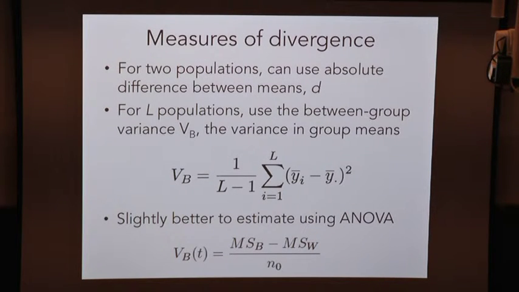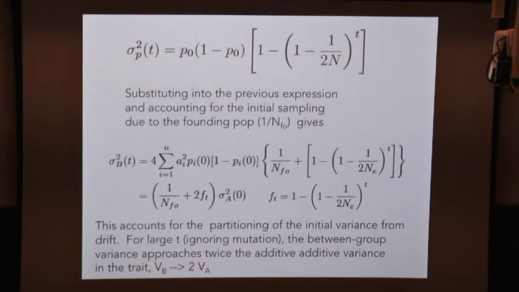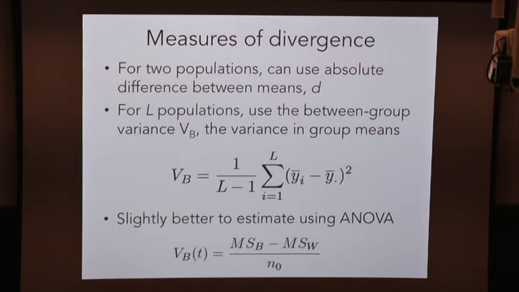So I talked about divergence. Let's talk about some measures of how a mean can change. For two populations, I can simply use the absolute difference between the two means. So mean of population 1 minus mean of population 2, take the absolute value. That's D. For L populations, I can take the between group variance. This is the expression we got before. These are the same things.